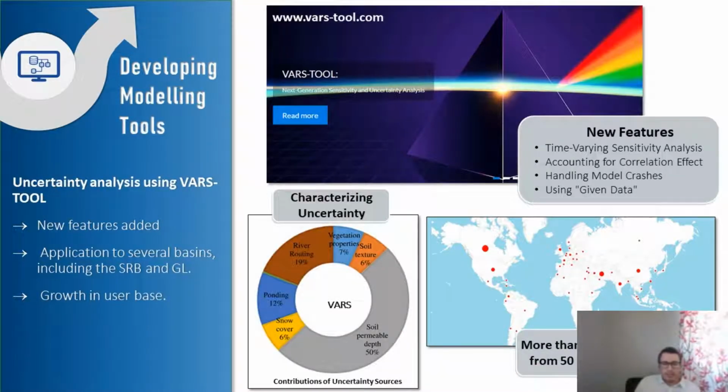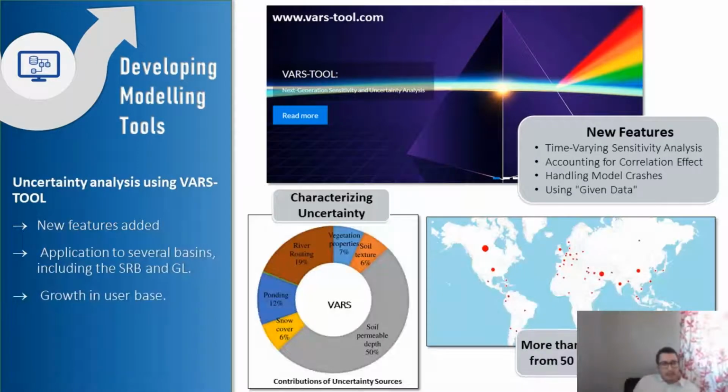In November 2019, we released version 2, which has a number of new features, including a new method to handle time varying sensitivity and uncertainty, which is very important and often neglected in our dynamical earth and environmental systems models. Also, for the first time in our community, we developed a method to account for correlations between parameters in the analysis. And again, this has been ignored in the past.